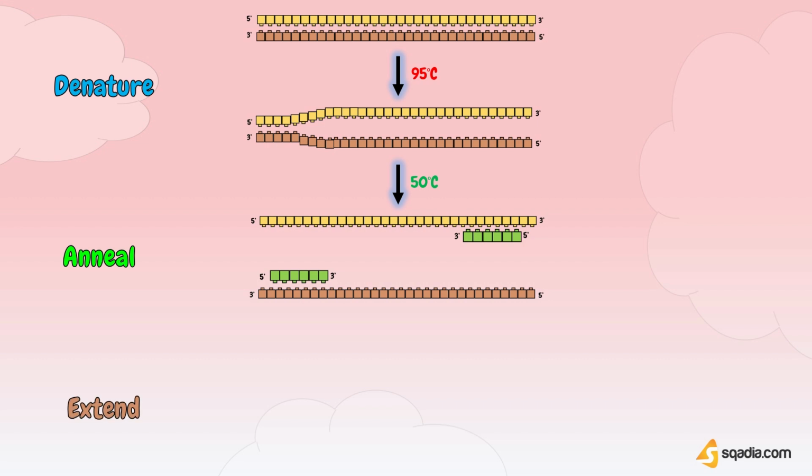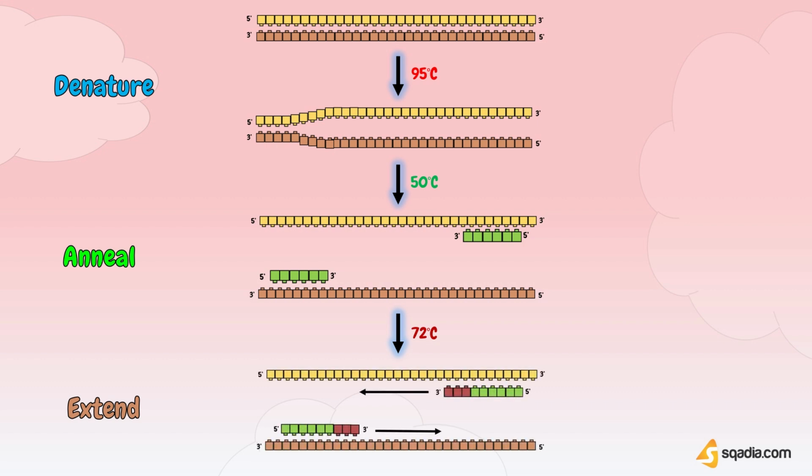Moving towards third step, and that's extending primers with deoxyribonucleic acid polymerase. The sample temperature is raised to approximately 72 degrees Celsius for 2 minutes to initiate the synthesis of two new strands complementary to the original deoxyribonucleic acid strands. Deoxyribonucleic acid polymerase adds nucleotides to the 3' hydroxyl end of the primer.